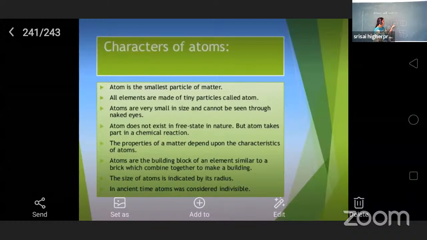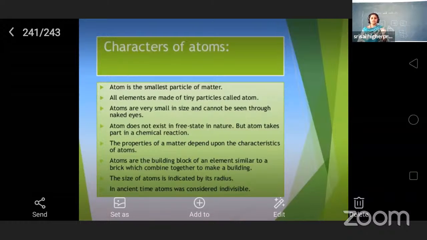Like that, hydrogen and oxygen elements are also made up of small particles, a combination of small particles. Just as this building is made up by a combination of bricks, the elements are also made by small particles. We have to understand this. The size of an atom is indicated by its radius. So radius is what we use to find the size of this atom.